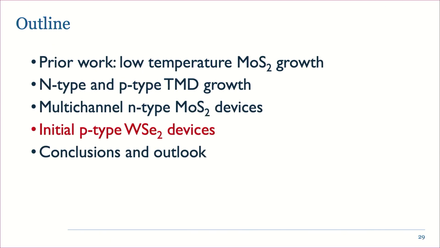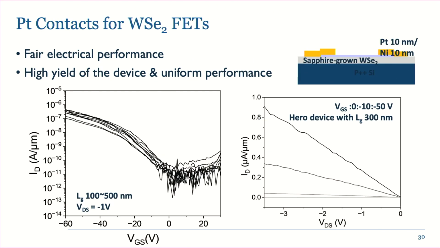And then just briefly, some initial work on our P-type devices as well. So this is a lot more preliminary, but P-type devices need very high work function metal or semi-metal contacts. So one of the initial metals that we used as a contact was platinum. And these devices show reasonable P-type performance, but the good thing is that they have a very high yield and they show roughly uniform performance.